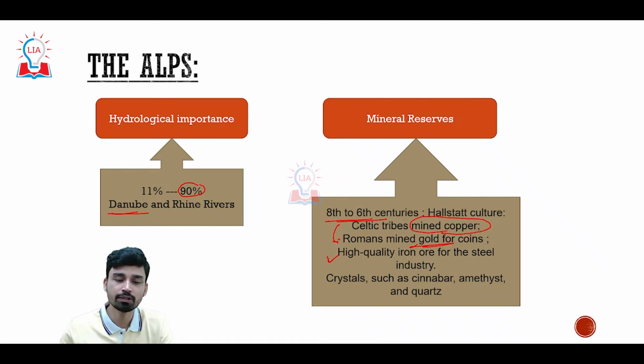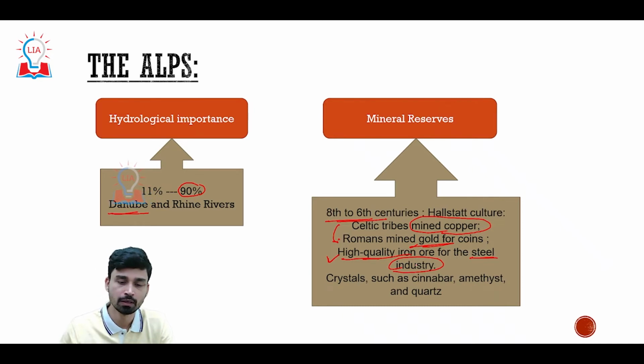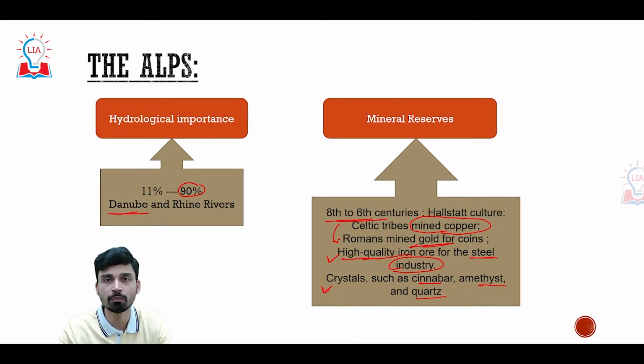Third, after that, when the industrial development happened, the Alps region was found to be a large reserve of very high quality iron ore, which led to the development of very large scale steel industries in this particular region. Not only that, even in the Alps mountain we can find precious rock structures. For example, a large number of precious crystals such as cinnabar, amethyst and quartz are also found in the alpine mountain system. So we can see all kinds of minerals in the alpine region.